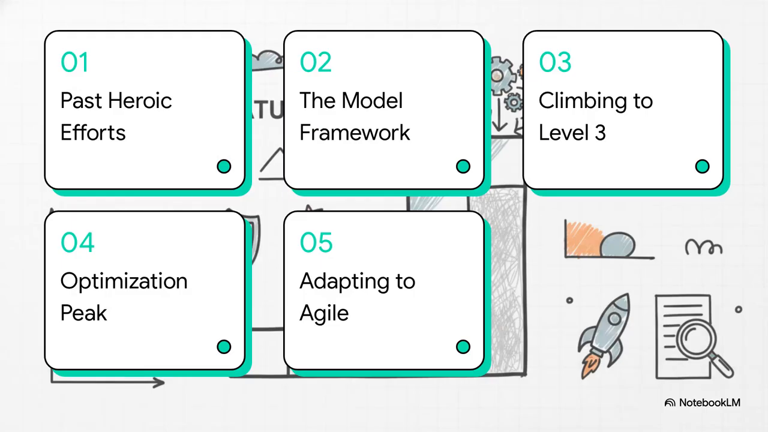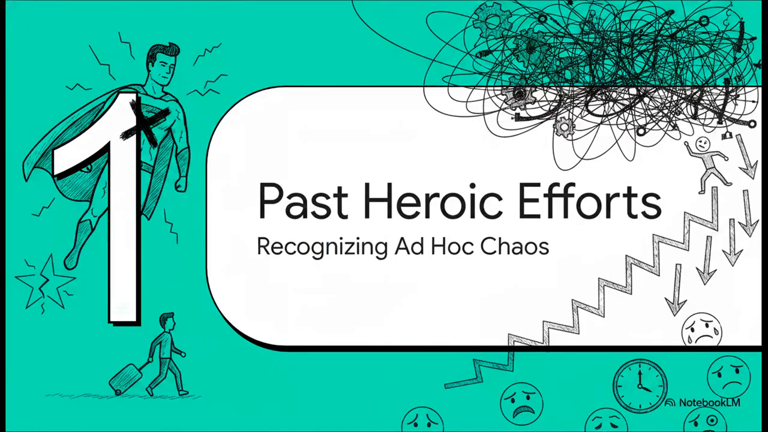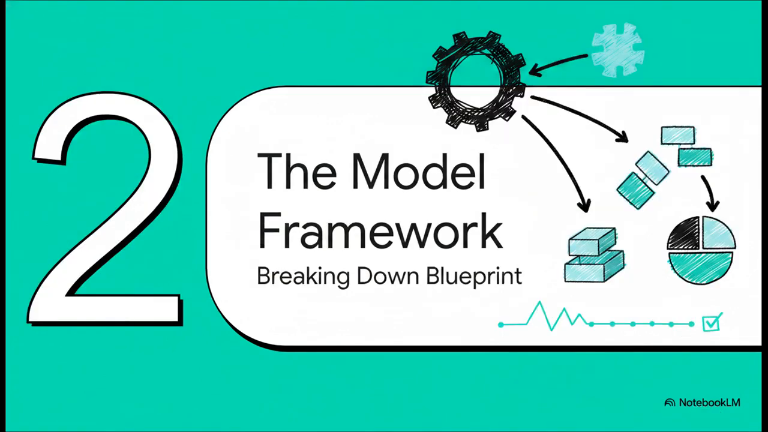Here's our roadmap for today. 1. Moving past heroic efforts. 2. The Maturity Model Framework. 3. Climbing to Level 3. 4. Reaching the optimization peak. And 5. Adapting to agile environments. Let's get right into it. Section 1. Moving past heroic efforts, recognizing the ad hoc chaos. Section 2. The Maturity Model Framework, breaking down the blueprint.